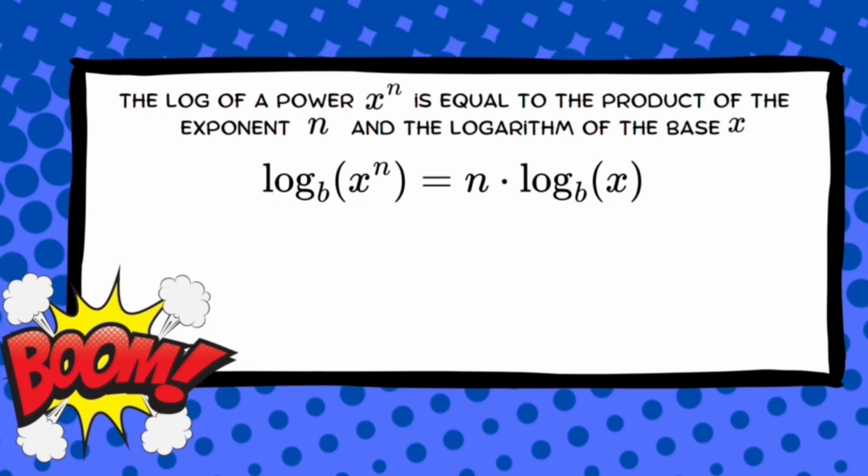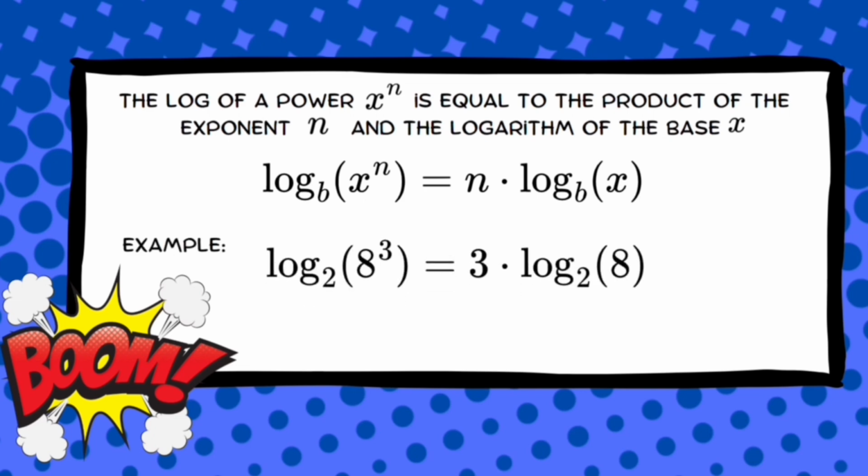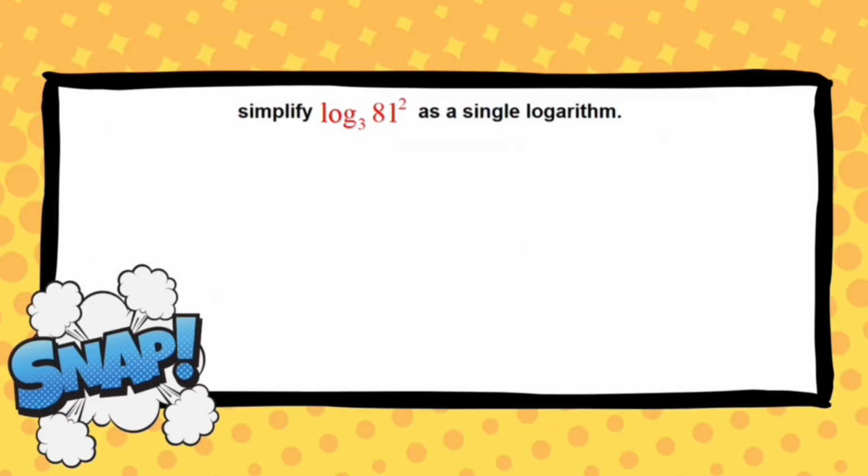Logarithms are pros at handling exponents. When you see an exponent inside the logarithm, the power rule brings it down to a simpler form. For example, log of 8 raised to 3 with base 2 is equal to 3 times log of 8 base 2. Another example, simplify log of 81 raised to 2 with base 3 as a single logarithm.